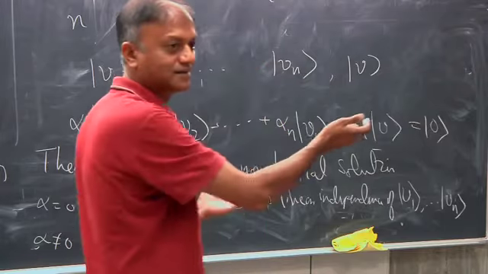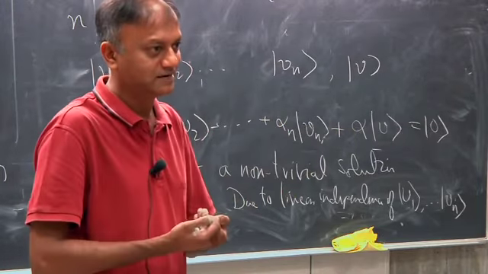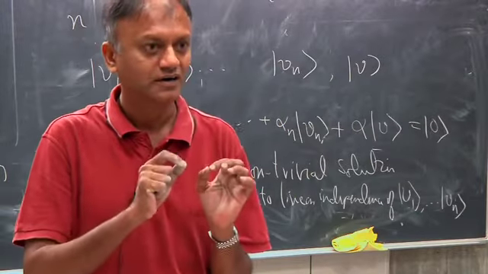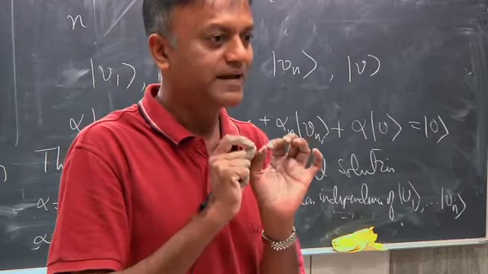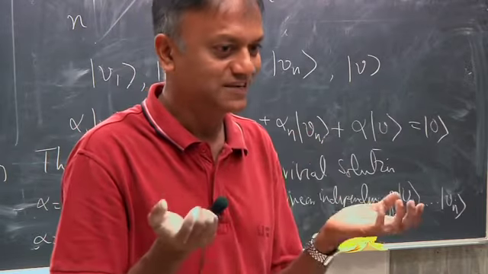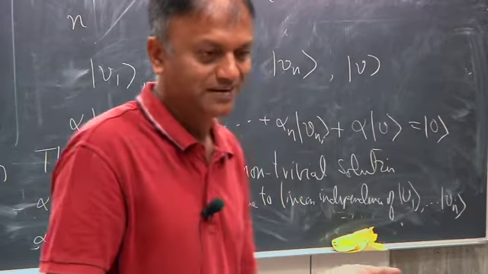and divide by alpha. Since alpha is not 0, I can divide. That's the reason. When you divide by some number, you better make sure that that number is not 0. Otherwise, you will get infinite everything, right? So, yeah.